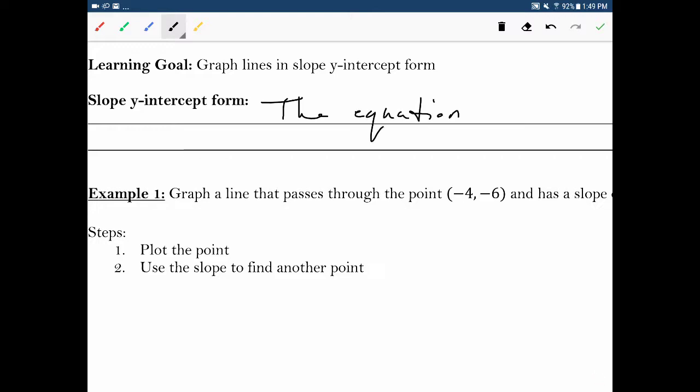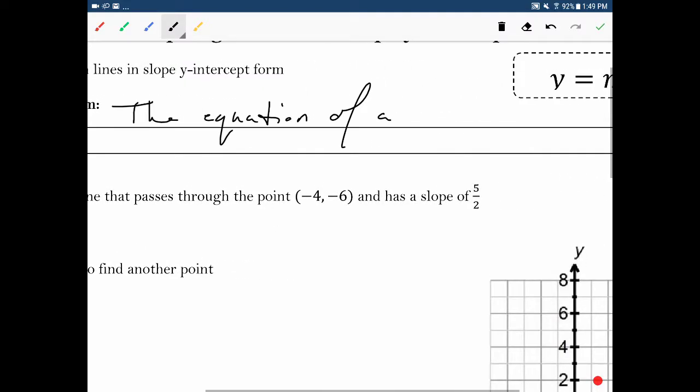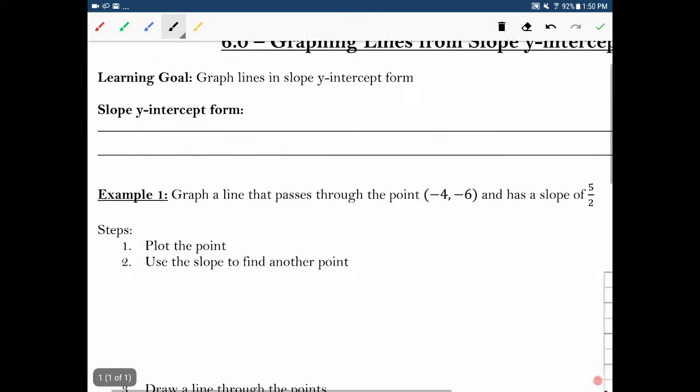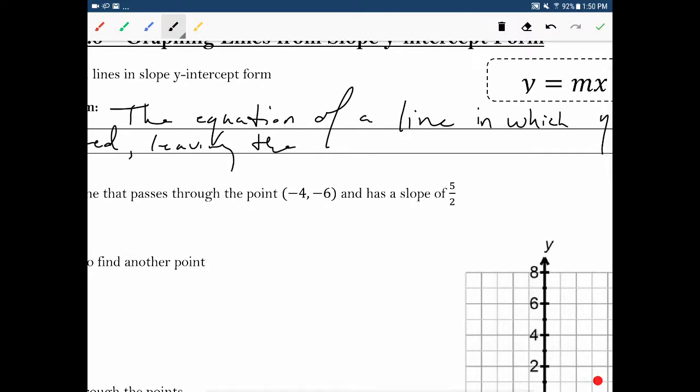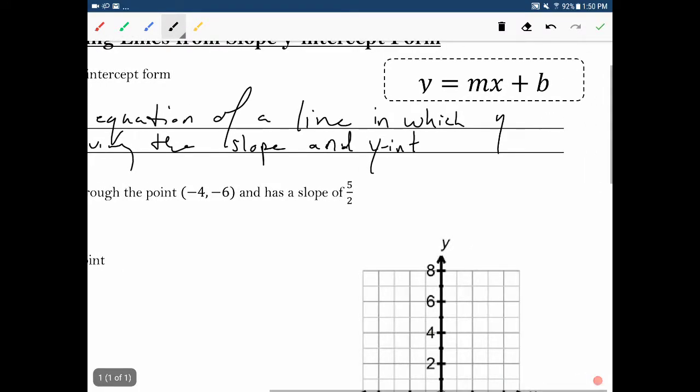The equation of a line in which y is isolated, leaving the slope and y-intercept easily read.